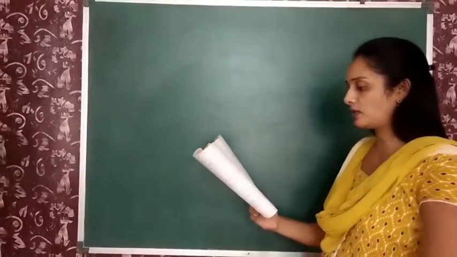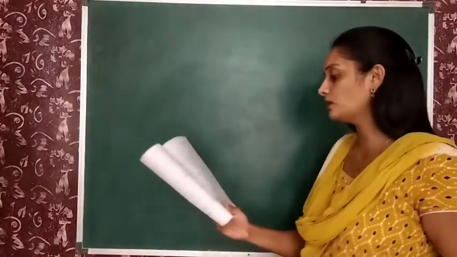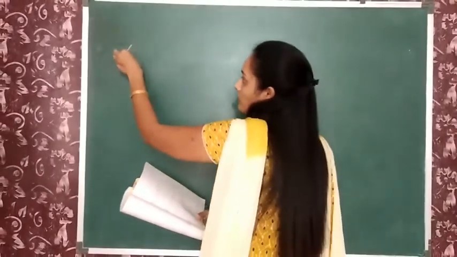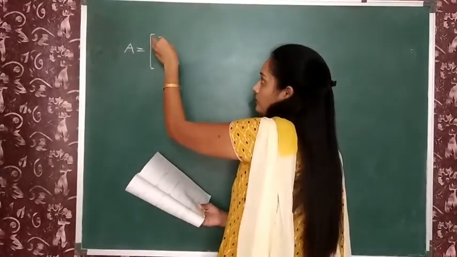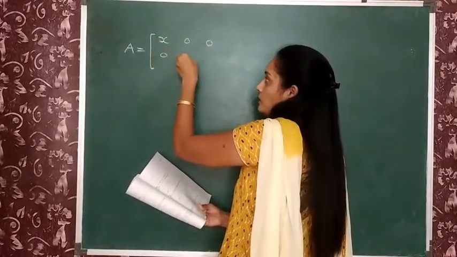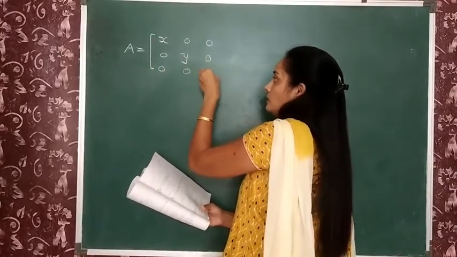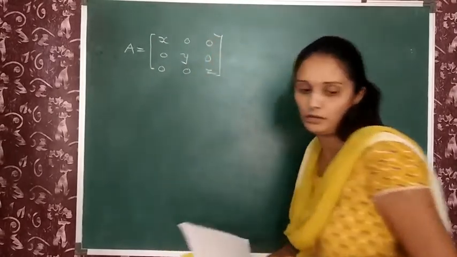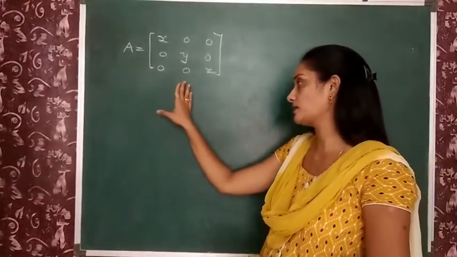Today we are going to do question 18 of miscellaneous exercise chapter number 4. If x, y, z are non-zero real numbers, then find the inverse of the matrix. Given matrix A is x 0 0, 0 y 0, 0 0 z. Now we have to find the inverse of this given matrix.